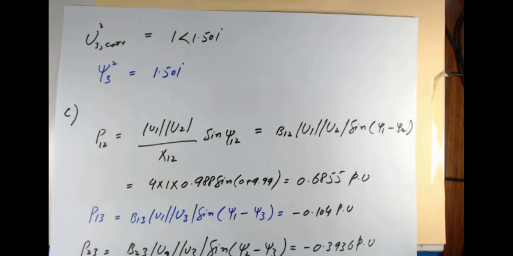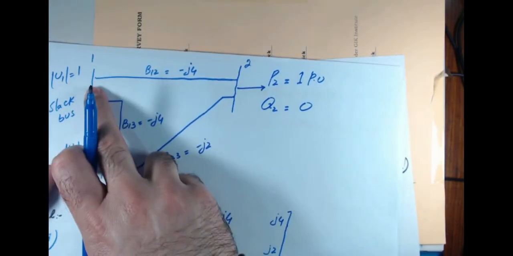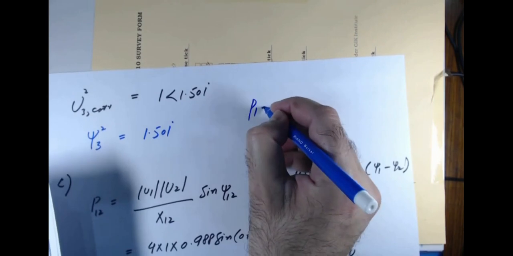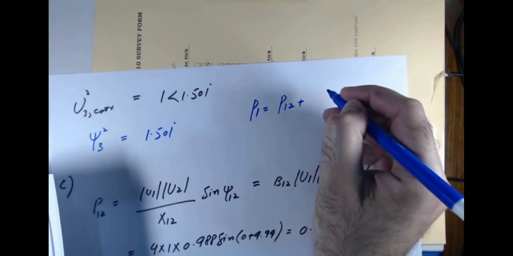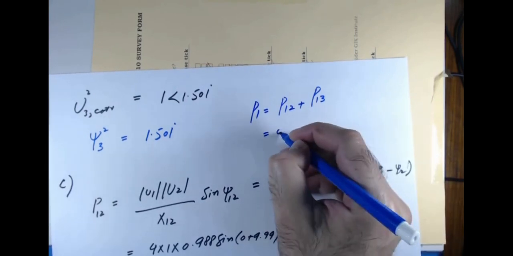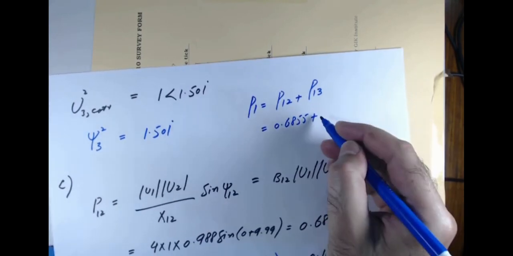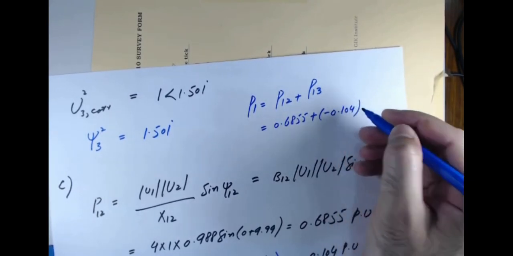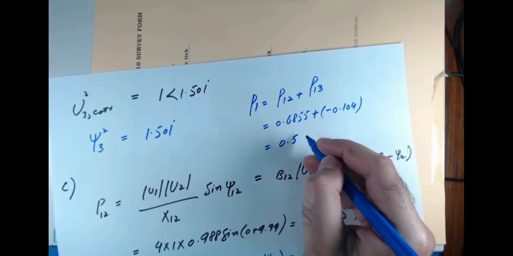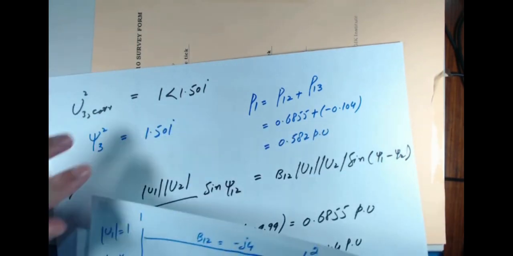Now the last task is to find the injected power at the slack bus here. The injected power here will be equal to the power which is flowing here and here, so it means P1 will be equal to P12 plus P13. Now putting P12, which is 0.6855, plus P13, which is negative, putting the negative value minus 0.104, that comes out to be 0.582 per unit.